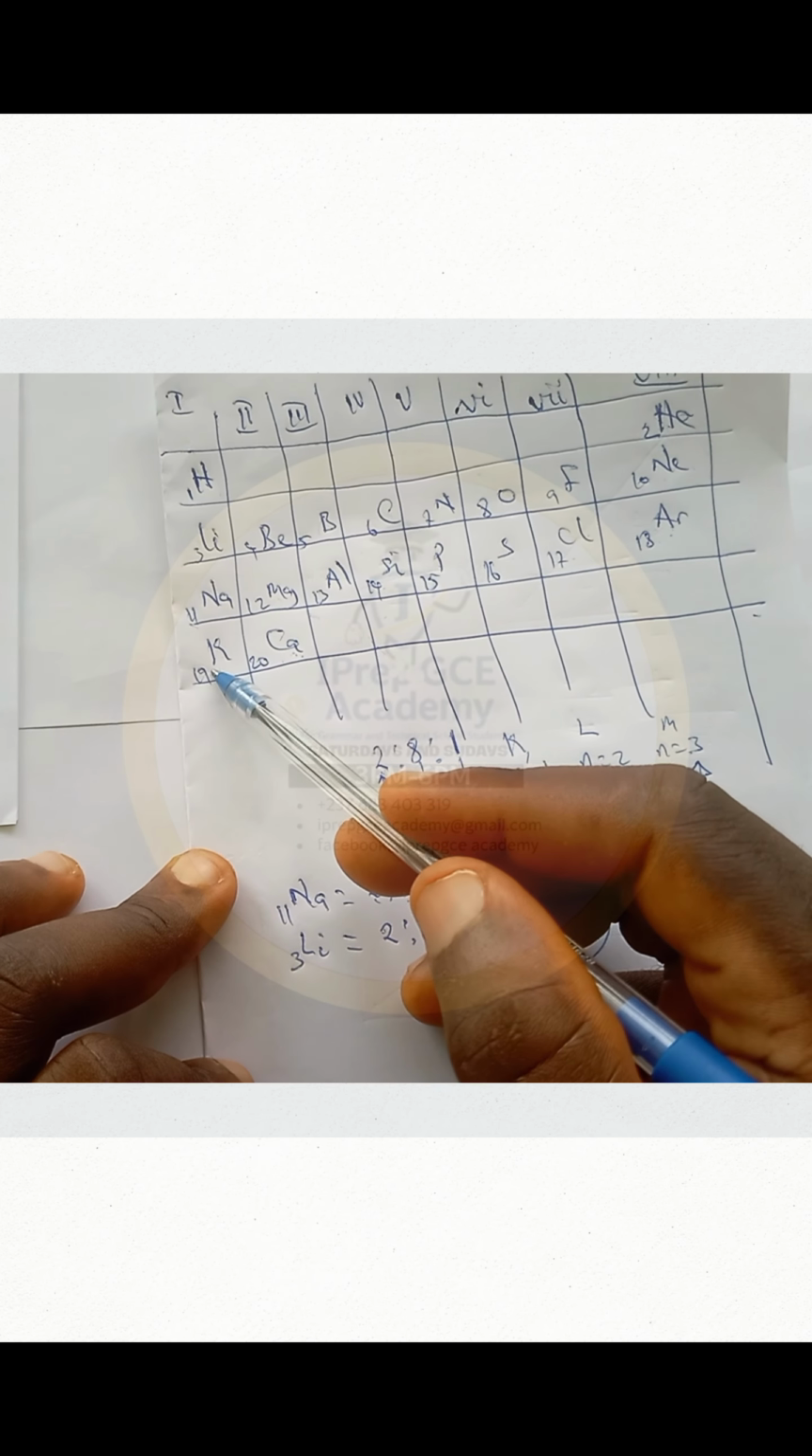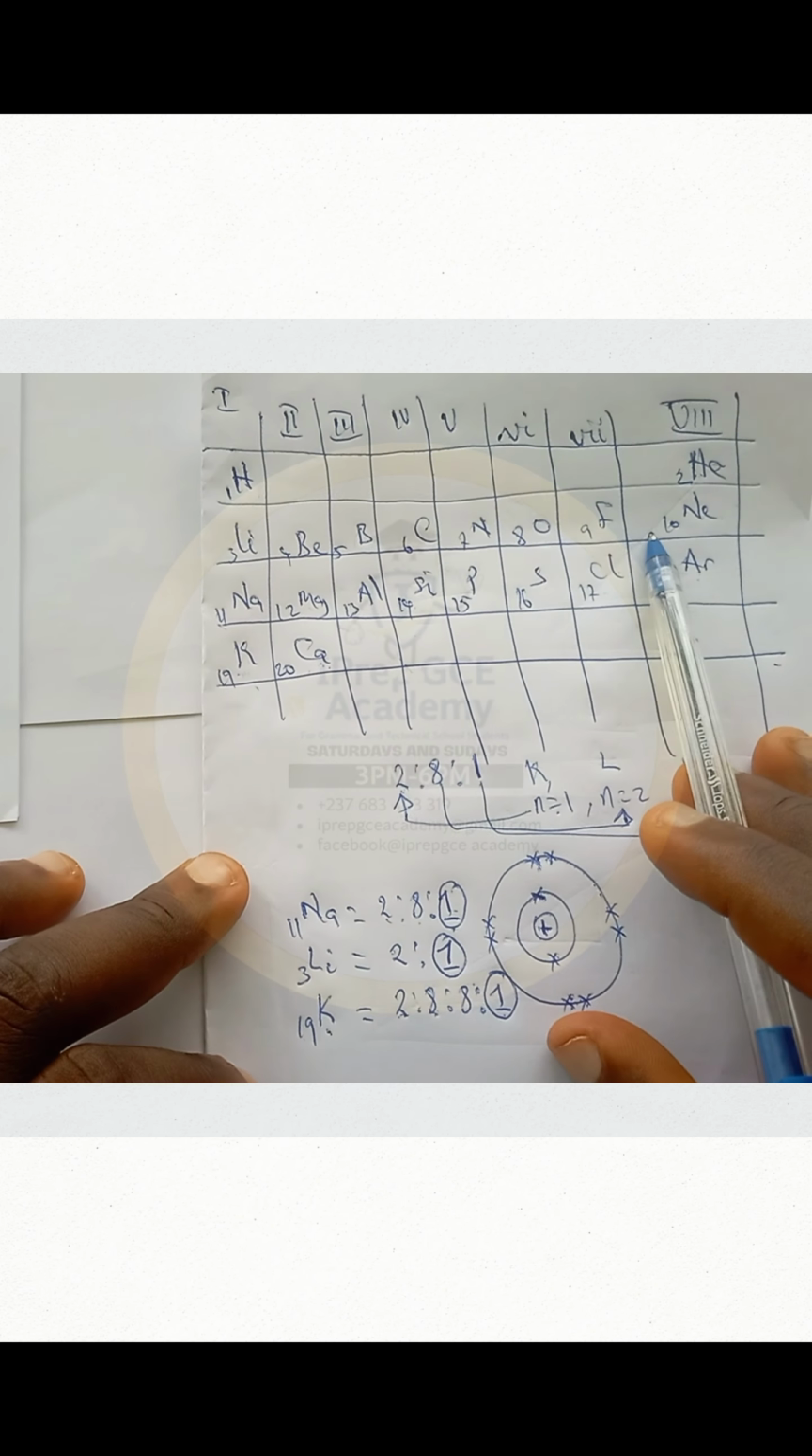Let's try to write the configuration of potassium. Potassium will be 2, 8, so we have 10 electrons. And if we add 8 here, we have 8 plus 8, that's 16, plus 2, 18. So we have 1 last electron to make 19, and we'll put that in the last shell. Again, potassium's valence electron is 1. Potassium has 1 electron in its outermost shell.